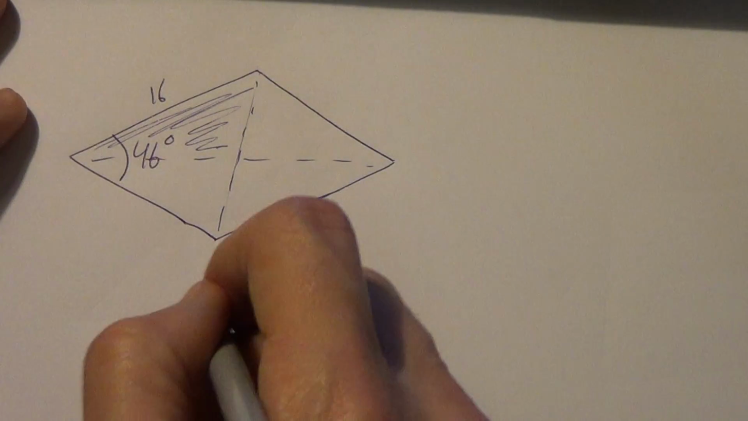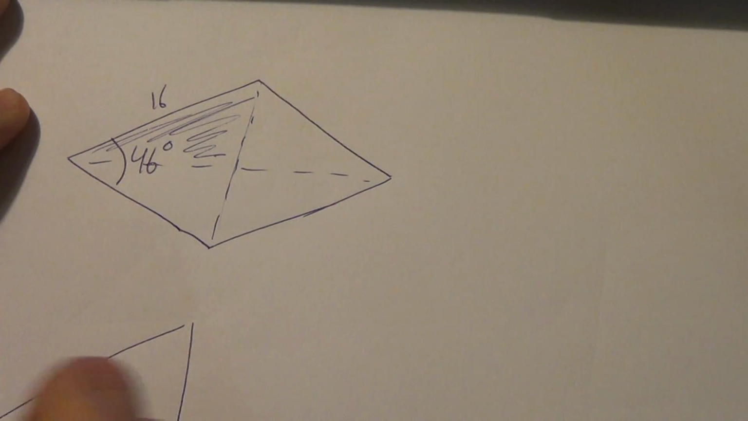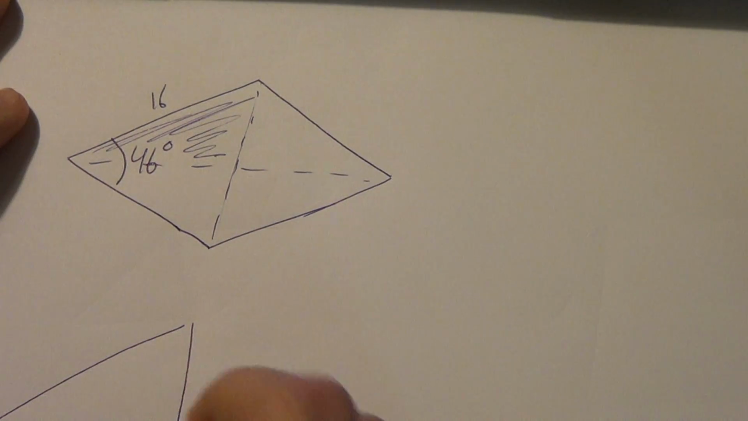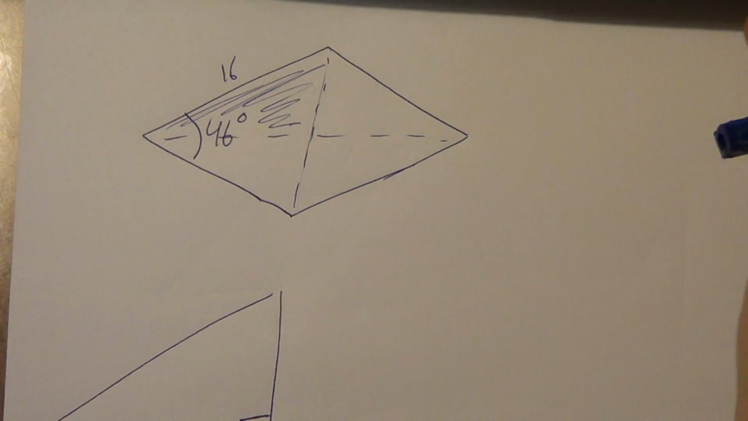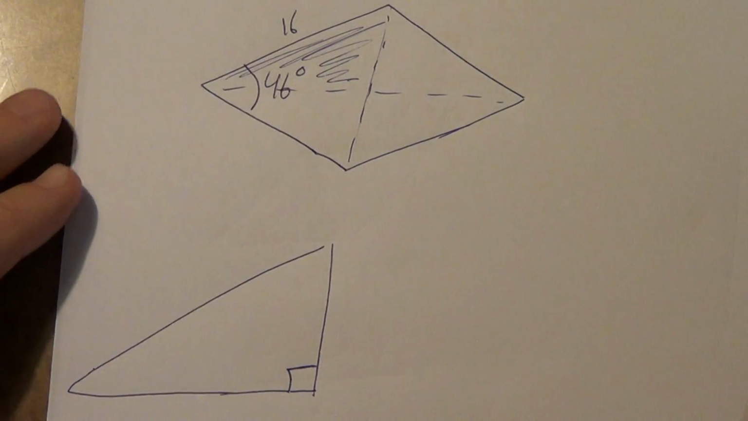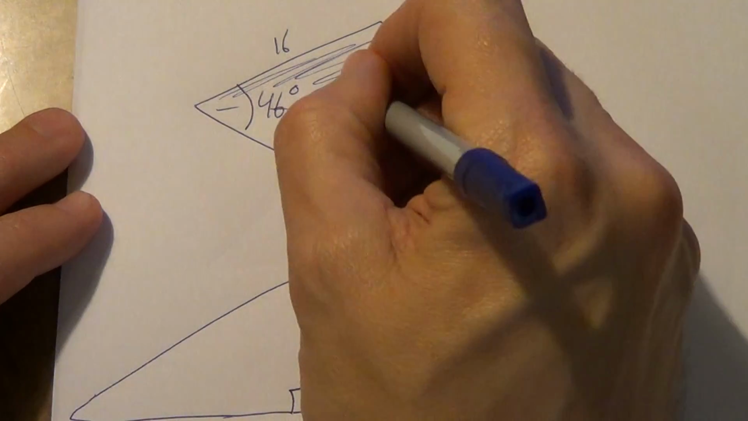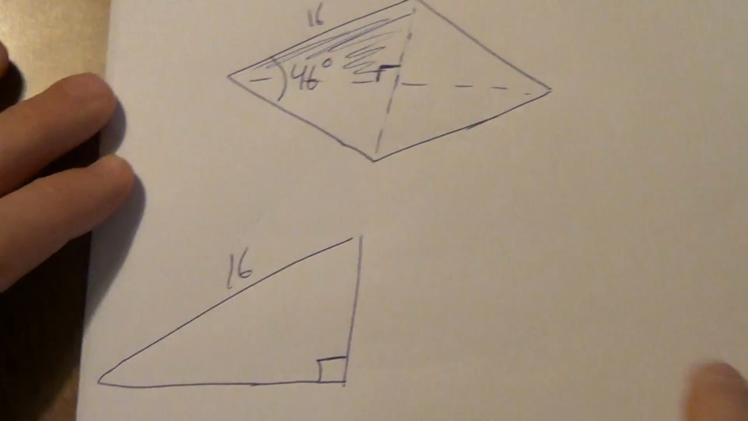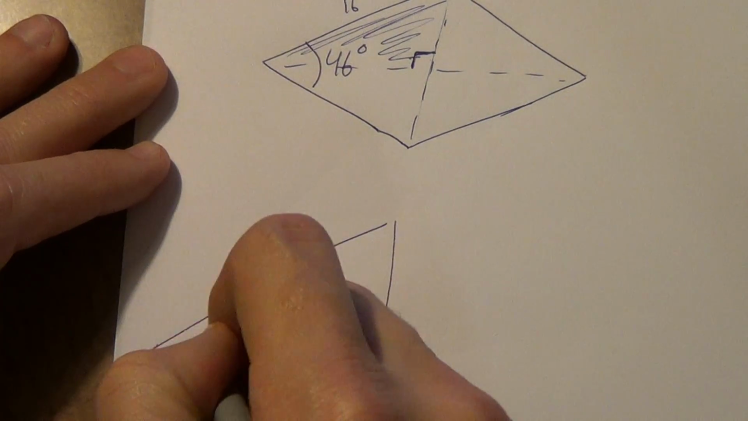Okay, I'm going to draw that down here so I can work with it a little bit. Okay, so this is a right angle. Remember, the diagonals of a rhombus are perpendicular to each other. Okay, so that's this same right angle right here. This is 16. This is 23 degrees.